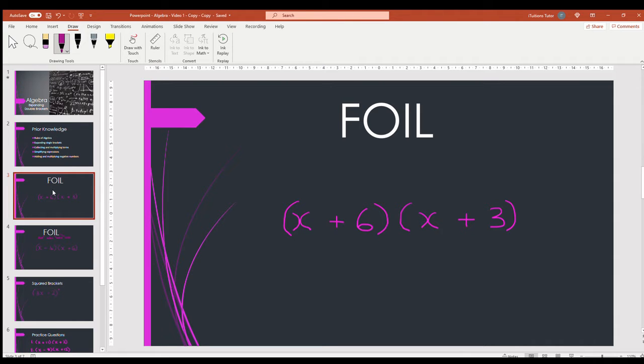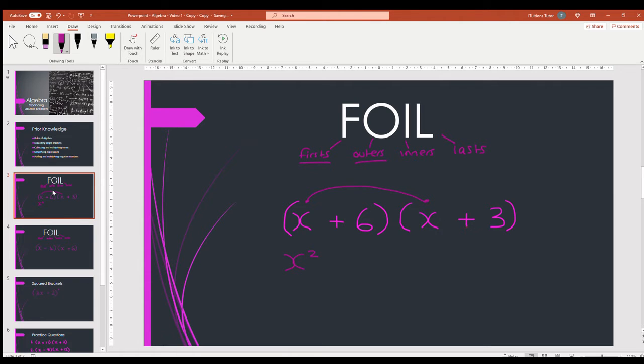FOIL is an acronym for firsts, outers, inners, and lasts. So you start by multiplying the first in the first bracket by the first in the second bracket. So x multiplied by x gives us x squared.